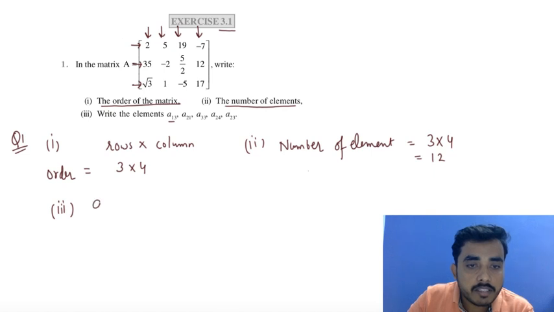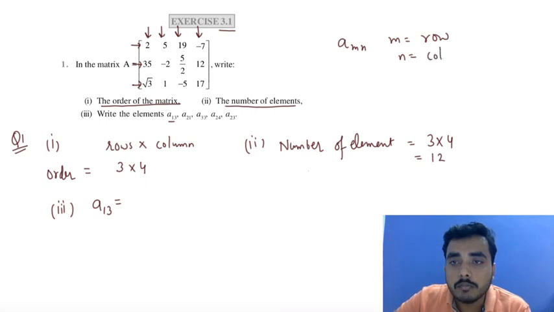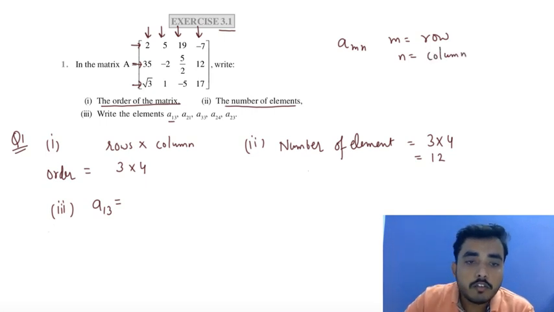So the first element is A13. To write an element, A13 stands for 1 for the row and 3 for the column. Whenever we write this as Amn, m stands for row and n stands for column. So first row, third element. The first row is this, the third column element is this. So 19 is A13. A13 value is 19.